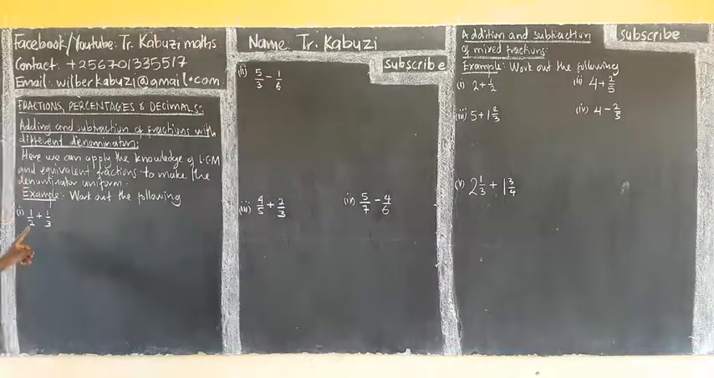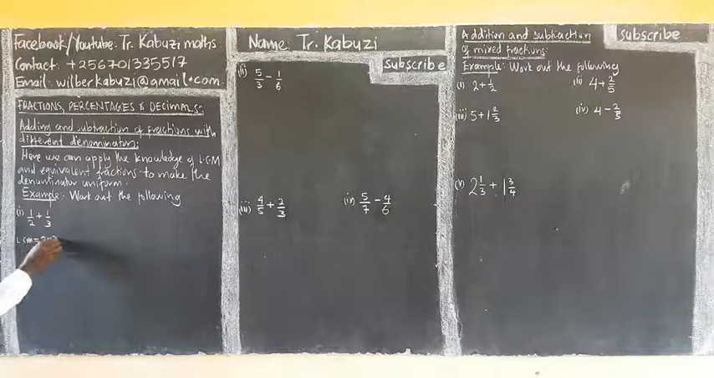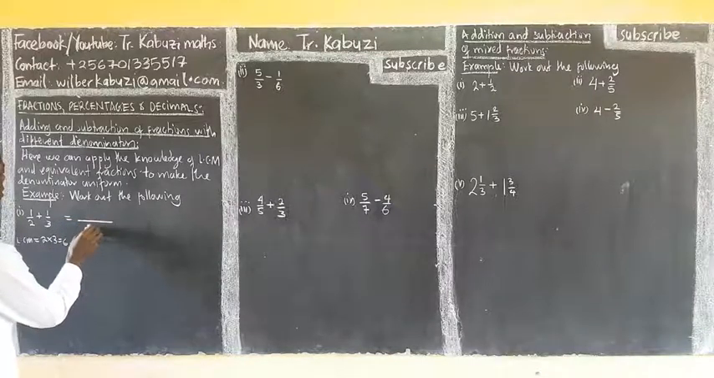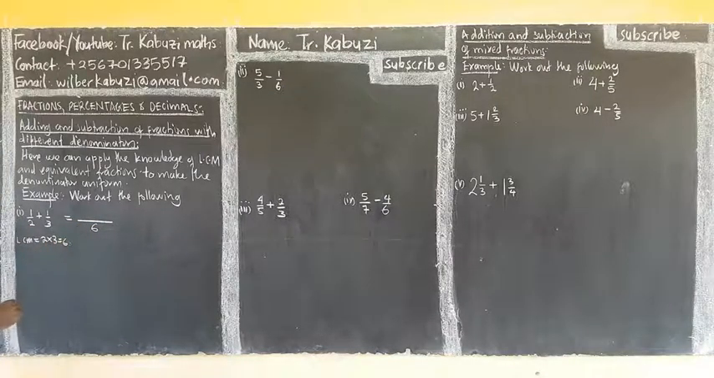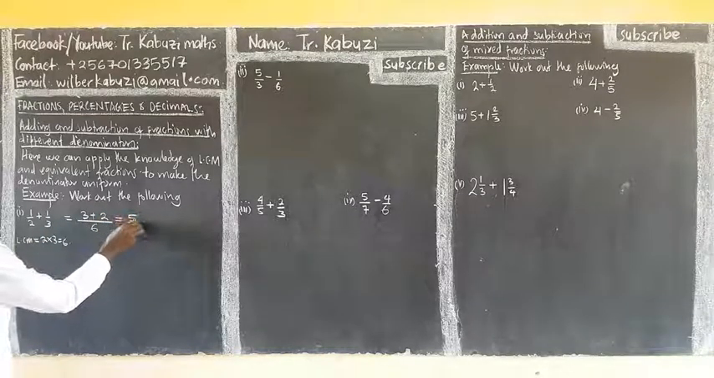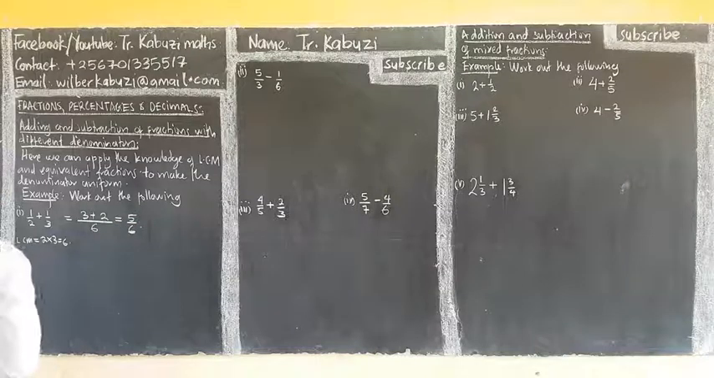So what's the LCM of 2 and 3? To get the LCM, you just multiply this and this. So our LCM is going to be 2 times 3, which gives us 6. Now 2 goes in 6 how many times? 3 times. 3 times the numerator of 1, we get 3. Then plus, 3 goes in 6 2 times. 2 times the numerator, we get 2. And this will give us 5 over 6. And that will be the answer.